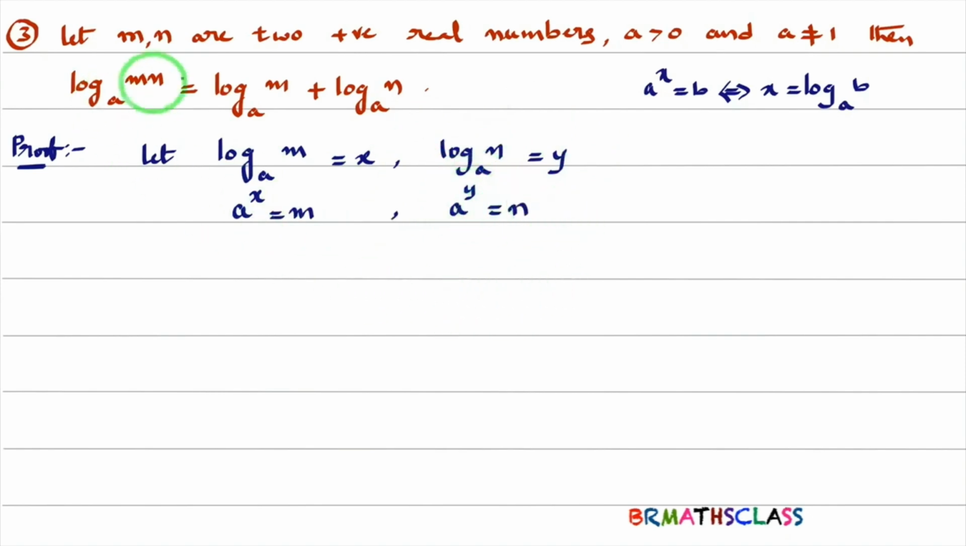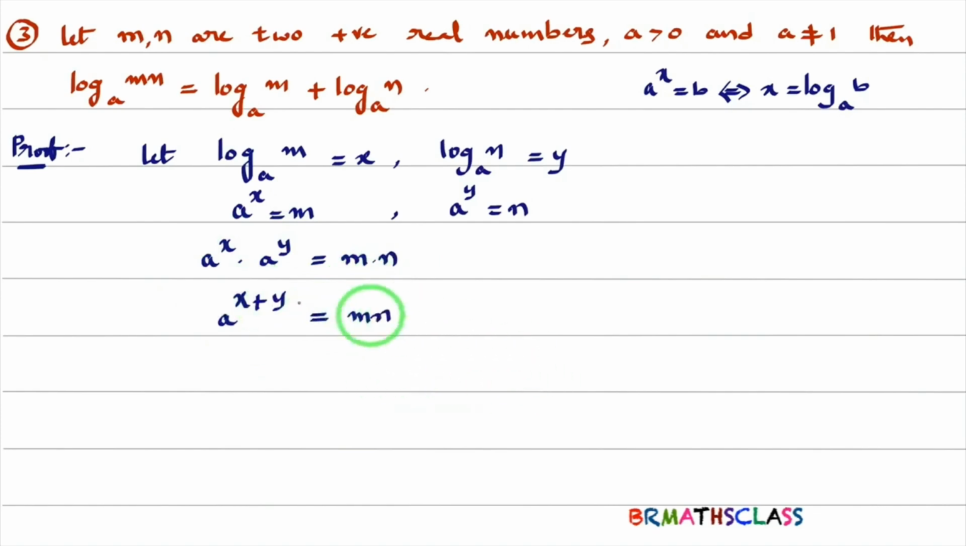Okay, I want to prove this result. To prove this result, I'll just multiply these two things, a power x into a power y. What is a power x? A power x is m. What is a power y? A power y is n. As we know, here the bases are equal, so powers should be added. What is a power x into a power y? That is a power x plus y equal to m into n, which is nothing but mn.